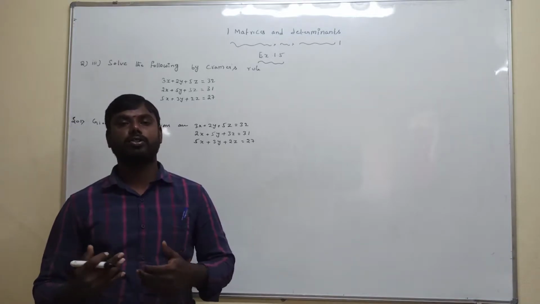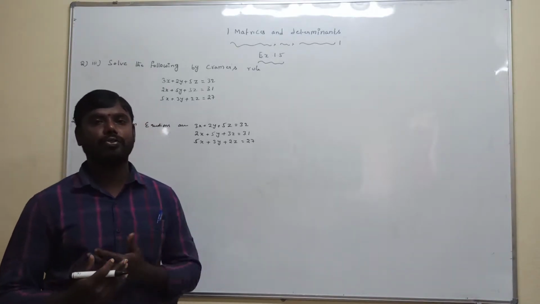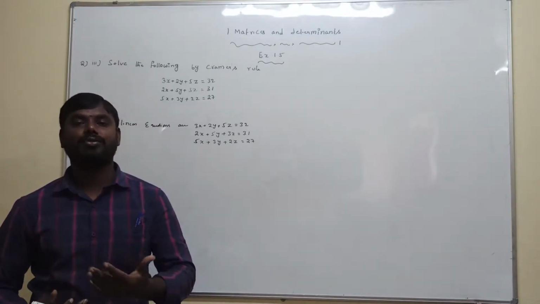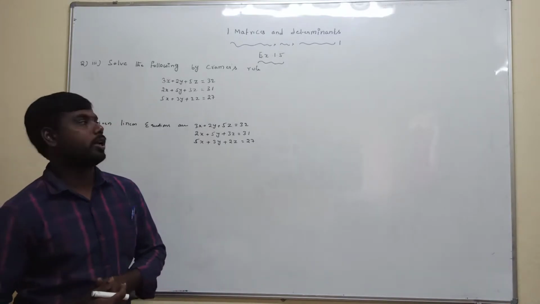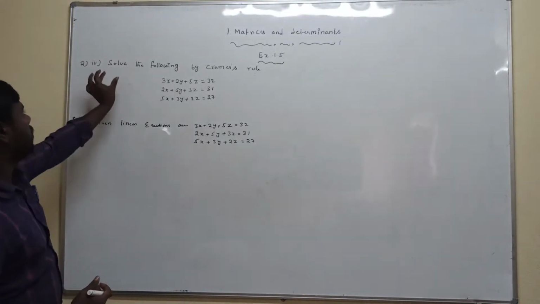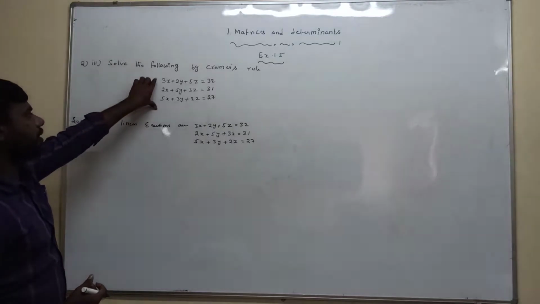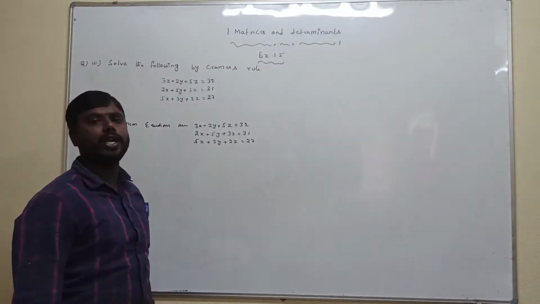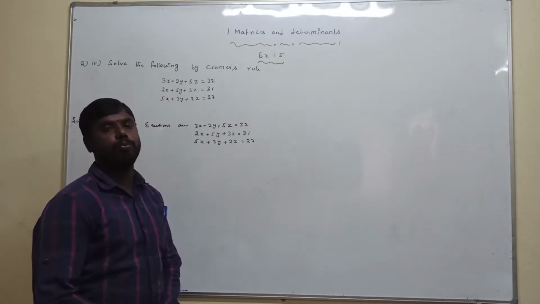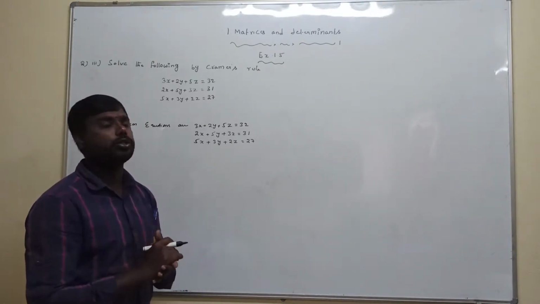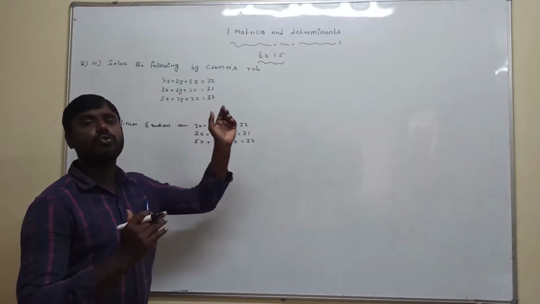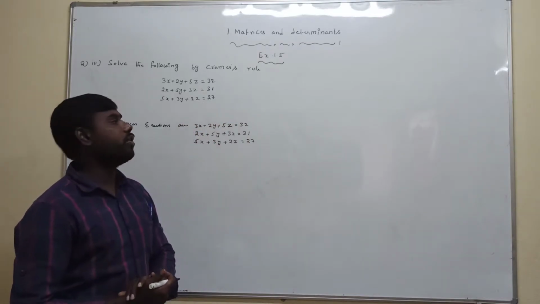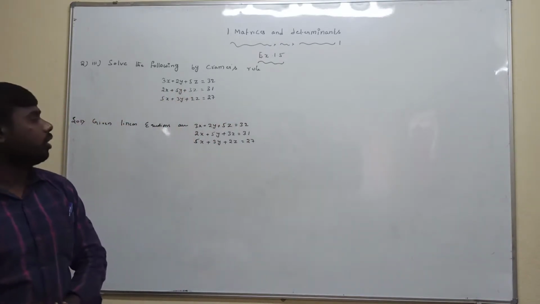In the last class we discussed how to find the x, y, z values using Cramer's rule. Yesterday we discussed two questions. Today we are discussing the remaining questions. See the Roman number 3 question: solve the given three linear equations by using Cramer's rule to find the x, y, z values. Means by using Cramer's rule, solve those three linear equations. We have to find the unknown variables x, y, z.